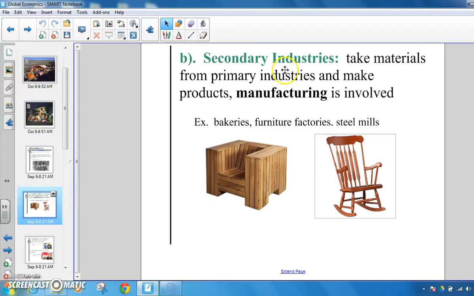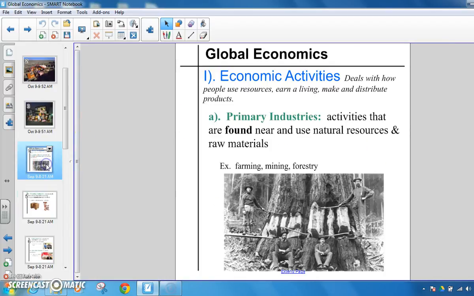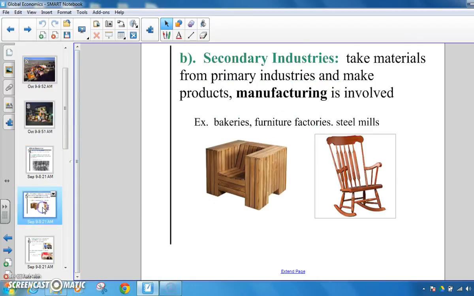It's the level 2 or the secondary industries that take these materials and they make something with it. That's your manufacturing. So if I'm using the example of a tree, I've taken that lumber and now I've made a chair, maybe a rocking chair with it. And so these are your bakers, your furniture factories, your steel mills. They've taken something and they've made something with it.